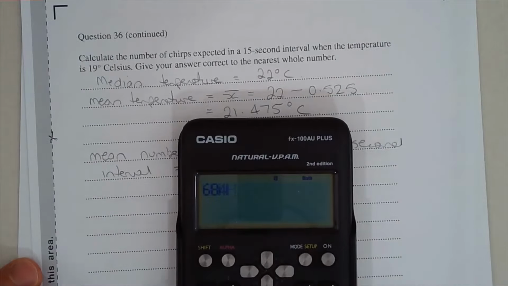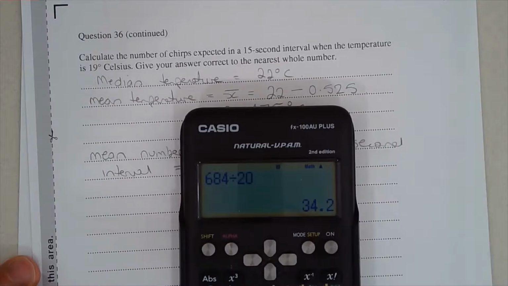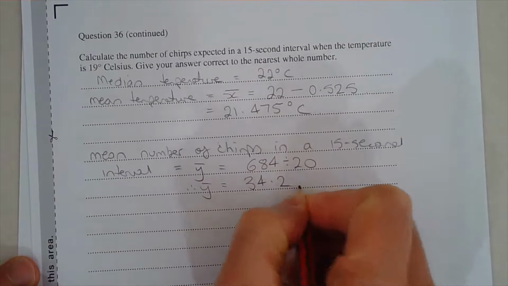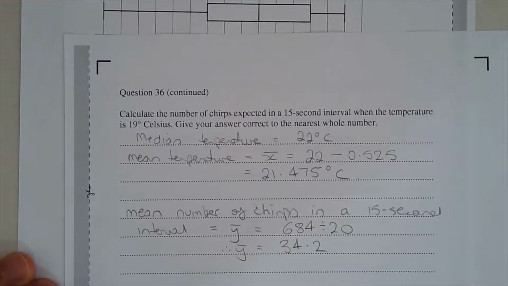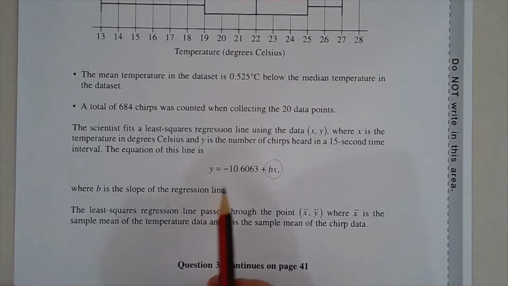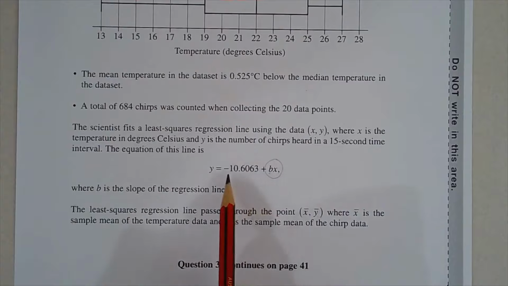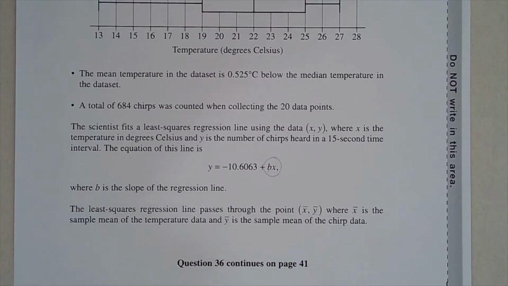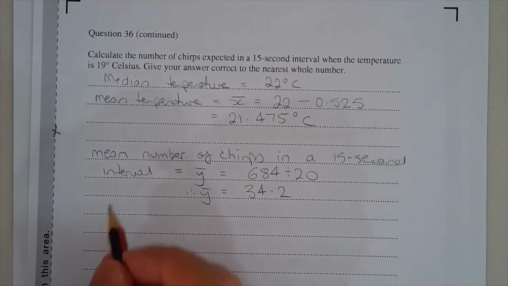Okay, so 684 divided by 20, and we get 34.2. Now, let's go to our regression line, or the equation of the regression line. We know, and we're actually told, that the regression line passes through this particular point, x bar, y bar.